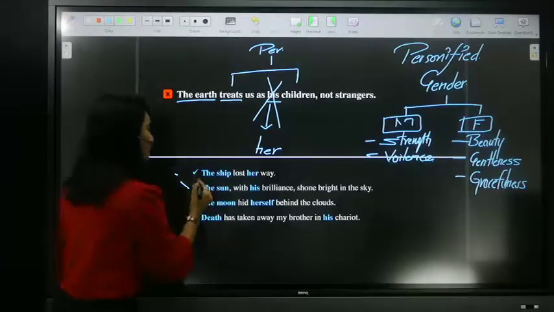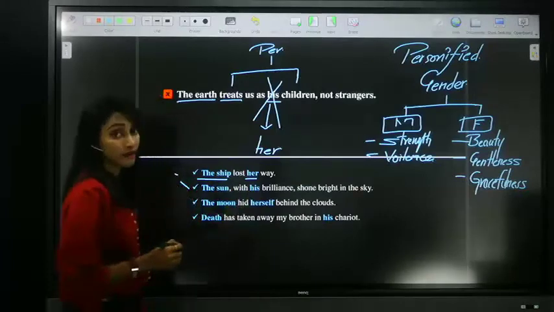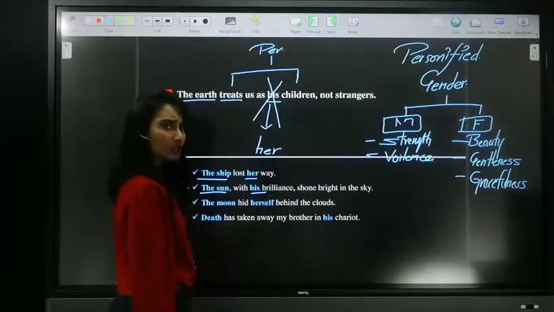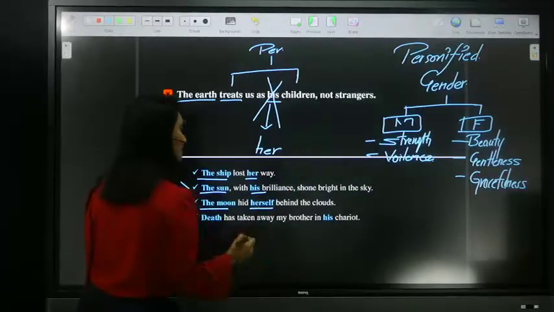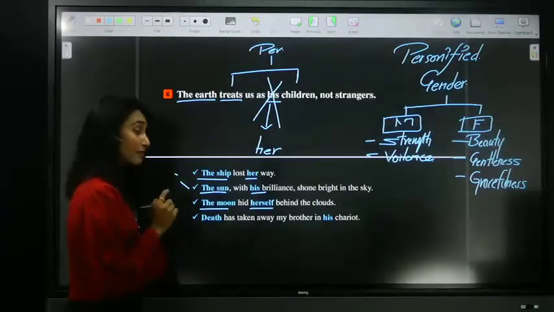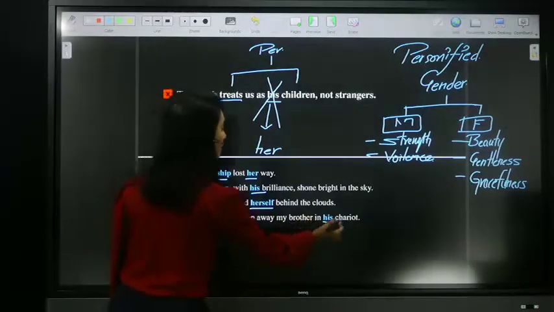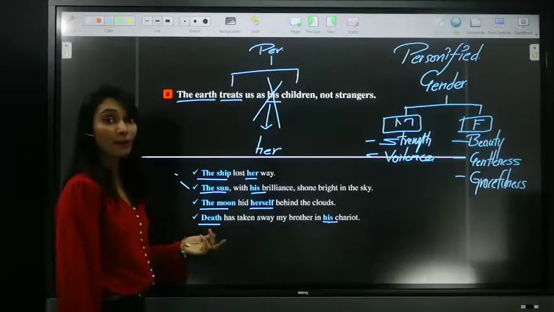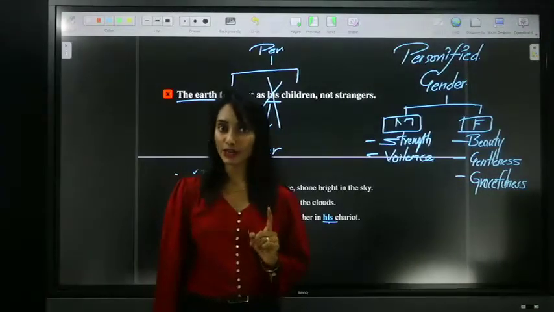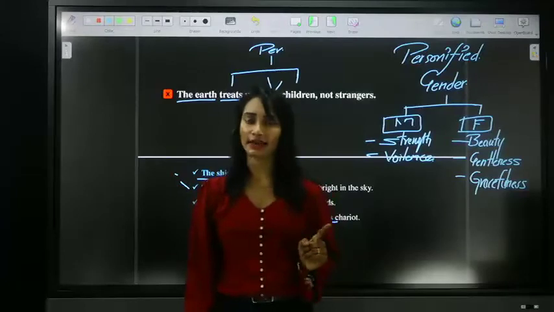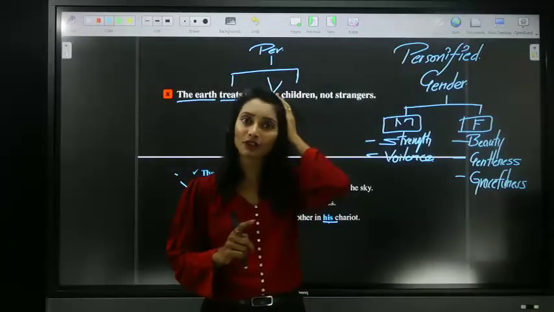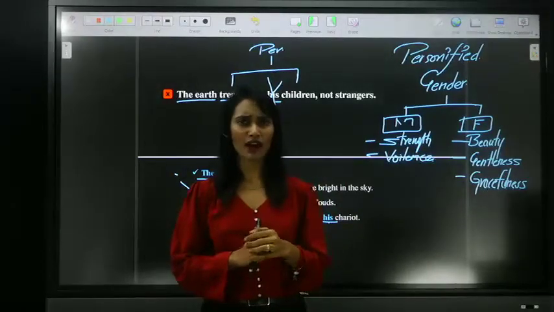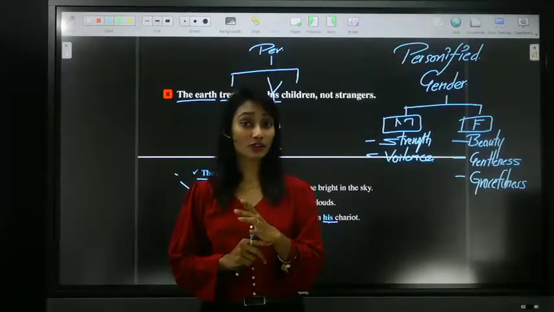Now look at this one. The ship lost her way. Ship is feminine. The sun with his brilliance shone bright in the sky. The moon hid herself behind the clouds. Moon, feminine. Death has taken away my brother in his chariot. Death is masculine. I hope it is clear, guys. Use appropriate pronouns and make sure you could able to differentiate personified and non-personified objects. Only when personified we give gender. When not personified, all those non-living beings come under neuter gender.